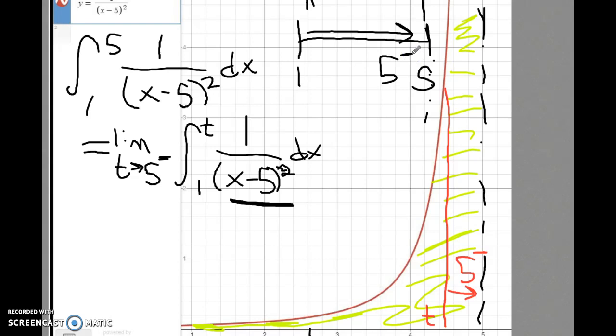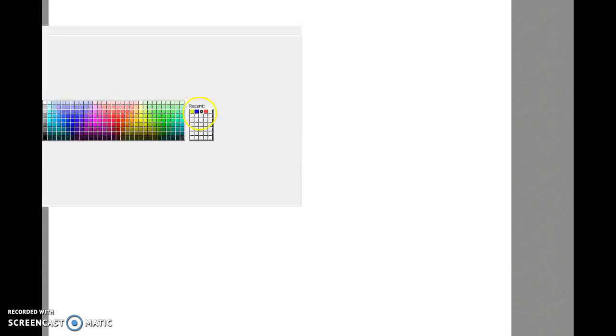Okay, so as far as evaluating this, I think I'll get a new page. So the first order of business, once we've set this thing up as a limit, is to find the antiderivative of 1 over (x minus 5) squared. So I'll do that on a new page here. I'm going to look at it just as an indefinite integral for a minute.